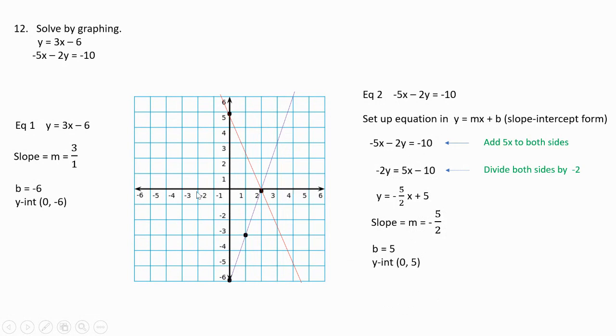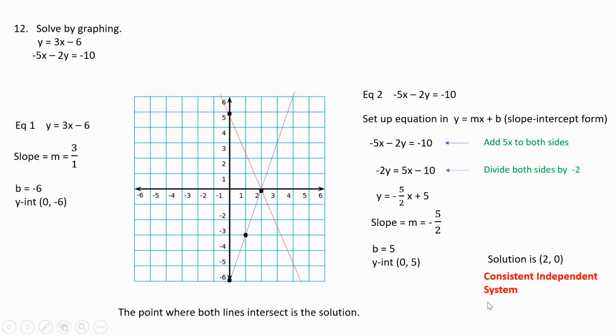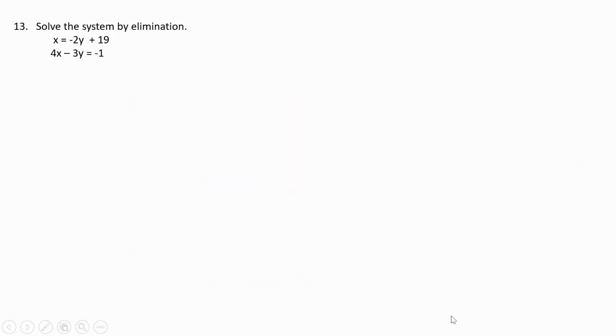Which means that the point where these 2 lines intersect will be (2, 0). That's my solution. Okay. And this is called a consistent independent system.